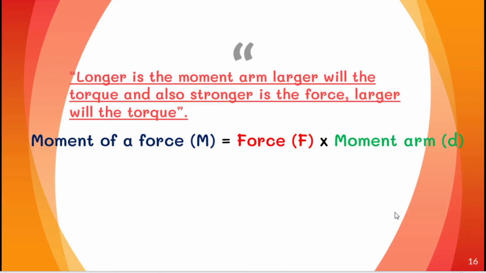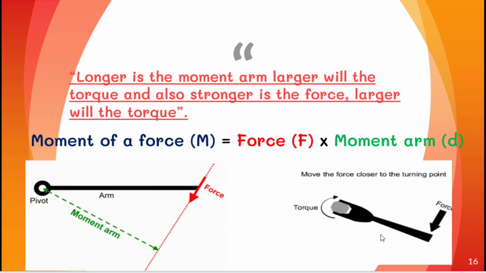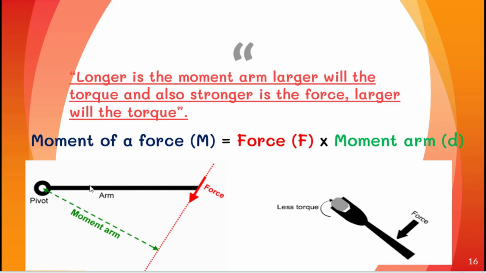So students, the longer the moment arm, the larger the torque. If the moment arm is larger, the torque will also be larger, and the stronger the force, the larger the torque. From this we can easily form the formula: moment of a force is equal to force into distance, that means F into D. This picture also explains more. This is the pivot point, this is the distance, and we apply force here. So the moment of force is equal to force into distance.